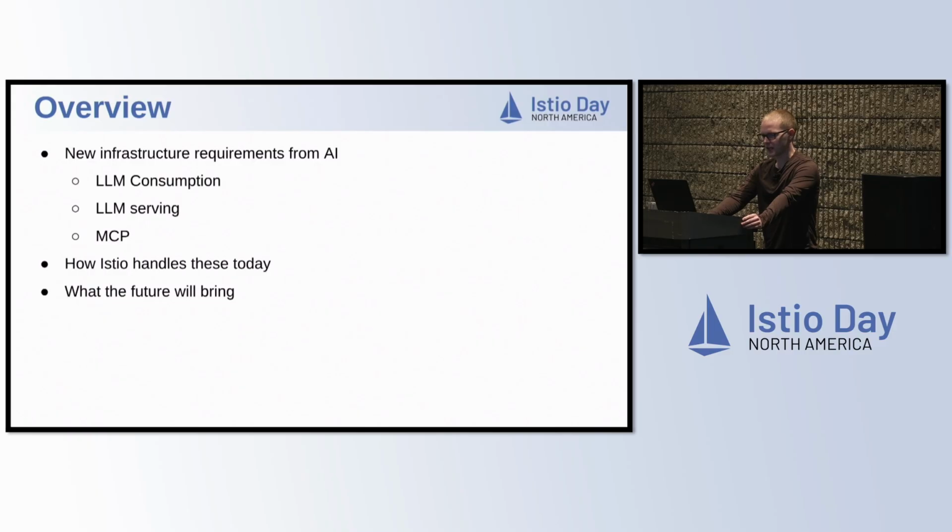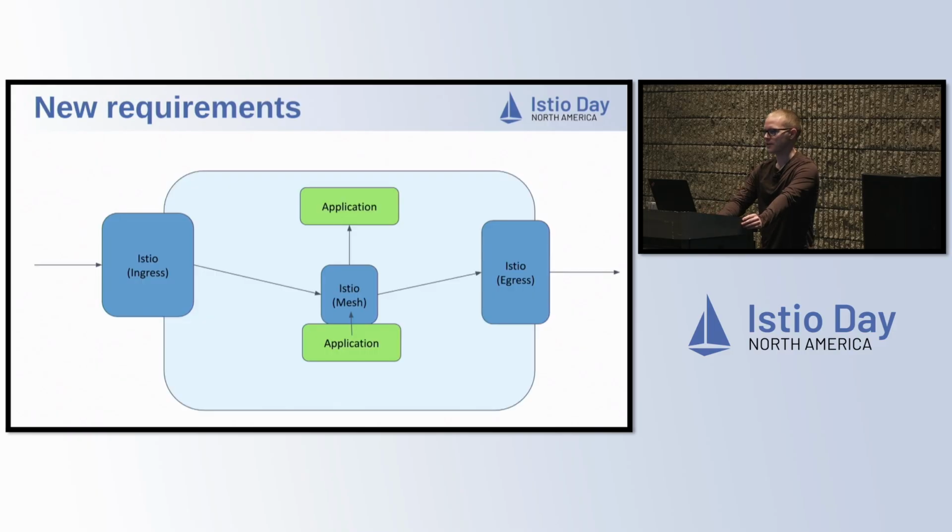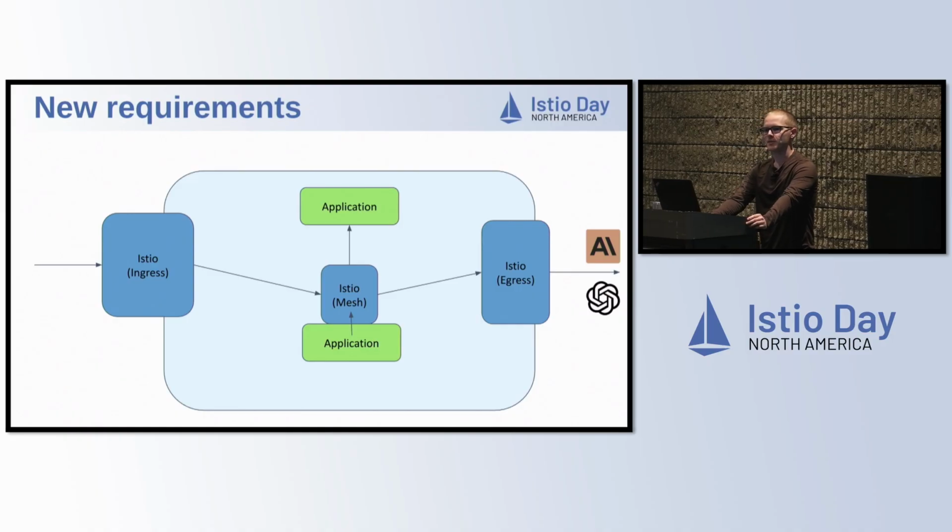Just to go back to the standard Istio architecture diagram, with AI workloads it's very similar, but with some subtle differences, right? When we're talking about egress, we're probably talking about egressing to an LLM provider, like ChatGPT, Anthropic, Gemini, all these different things. When we talk about our applications, we're probably now calling them agents thanks to our marketing team, right? You can't have an application anymore. It must be an agent.